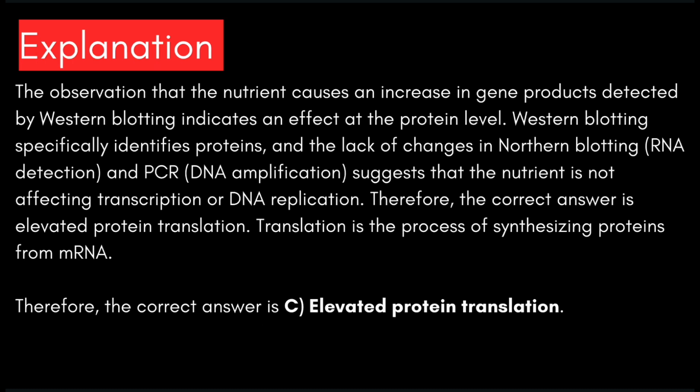Moving on now. The observation that the nutrient causes an increase in gene products detected by Western blotting indicates an effect at the protein level. Western blotting specifically identifies proteins, and the lack of changes in Northern blotting, RNA detection, and PCR, DNA amplification, suggests that the nutrient is not affecting transcription or DNA replication. Therefore, the correct answer is elevated protein translation. Translation is the process of synthesizing proteins from mRNA. Therefore, the correct answer is C, elevated protein translation. Let's go ahead and see why the other answer choices are incorrect.